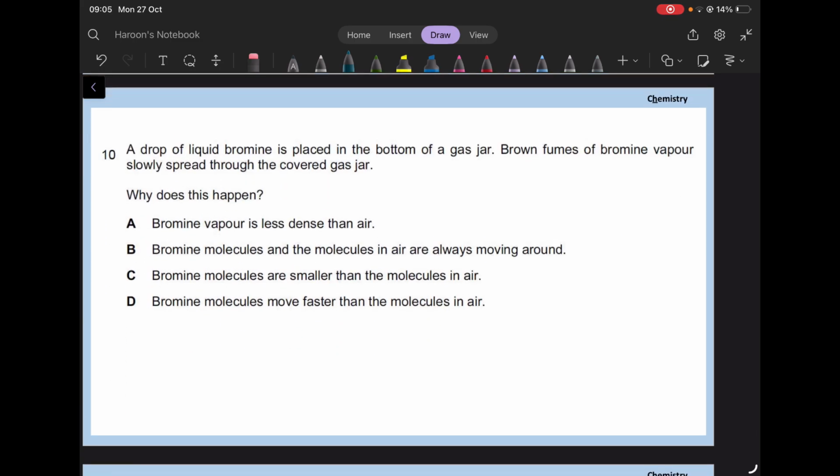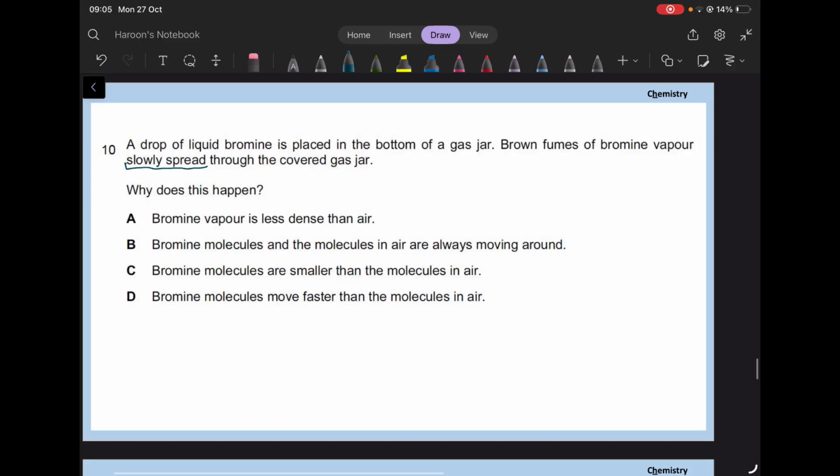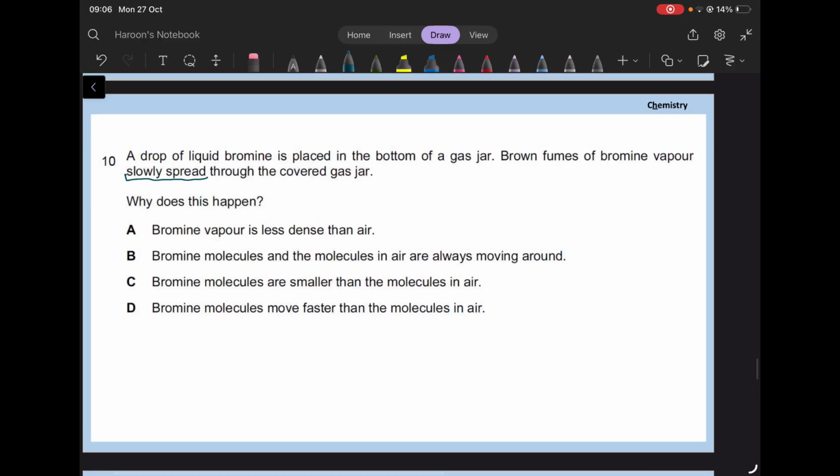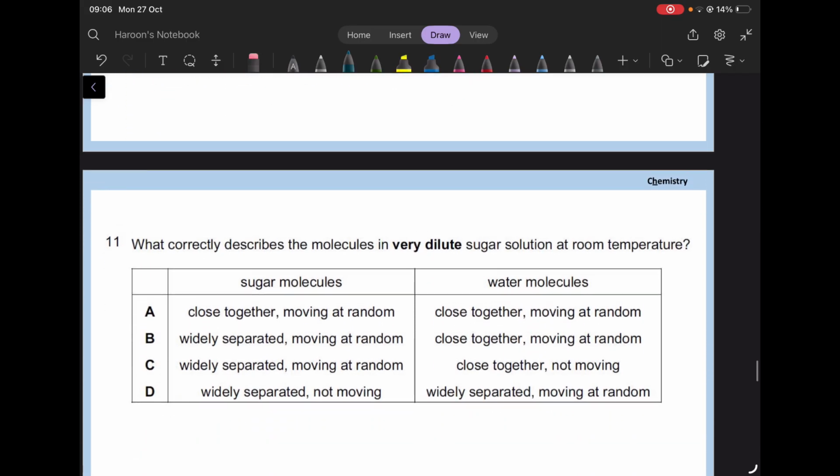Okay, now a drop of bromine is placed in the bottom of a gas jar. Brown fumes of bromine vapor slowly spread through the covered gas jar. Why does this happen? So this, of course, would be due to kinetic particle theory. So any statement on diffusion. So B, you can see bromine molecules and the molecules in air are always moving around in constant random motion. That is what causes diffusion, movement of high concentration to low concentration.